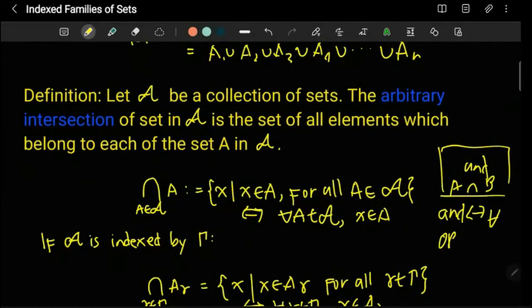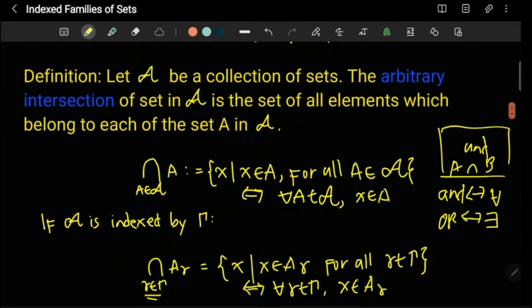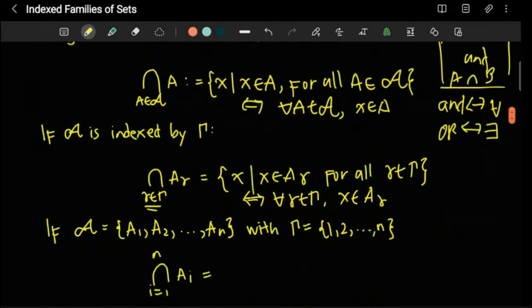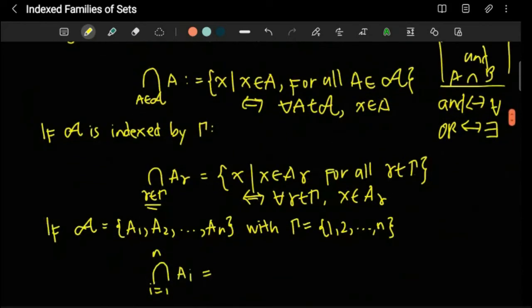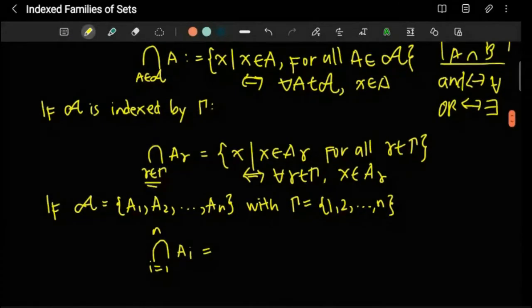Yung or, pag generalize mo, magiging there exist. Yan. Sila yung magka-counterpart. Alright. Now, what if the indexing set is 1 to n? Again, meaning the collection consists of finitely many sets A sub 1, A sub 2, and so on up to A sub n. Okay. So, paano mo kukunin yung intersection?